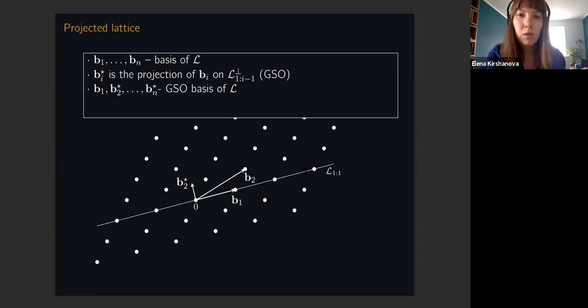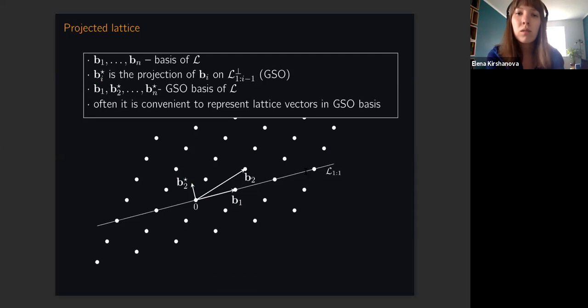Like if we do these projections for all the basis vectors, we obtain what's called the Gram-Schmidt basis. And the reason why I'm talking about it is that it's often convenient to represent lattice vectors in both bases, in the given basis B1 to Bn, and in the Gram-Schmidt basis, just because very many operations on lattices are actually concerned with the Gram-Schmidt basis. So this is basically all we need from lattice theory to actually explain the algorithms.